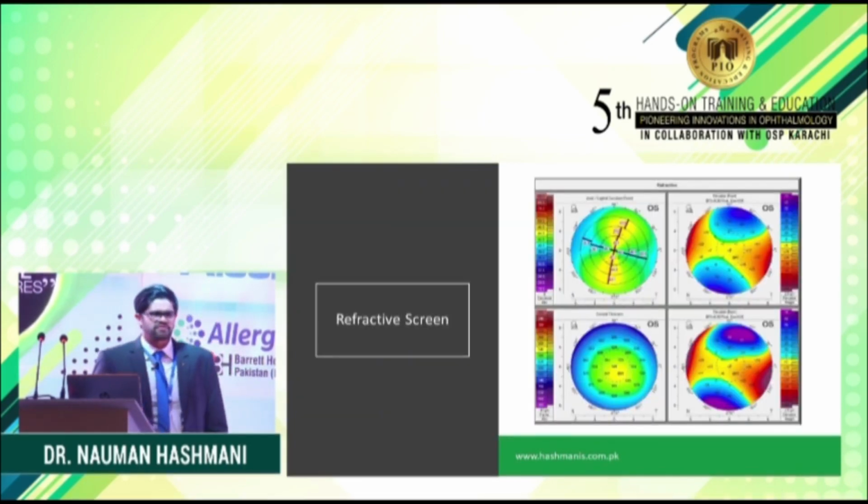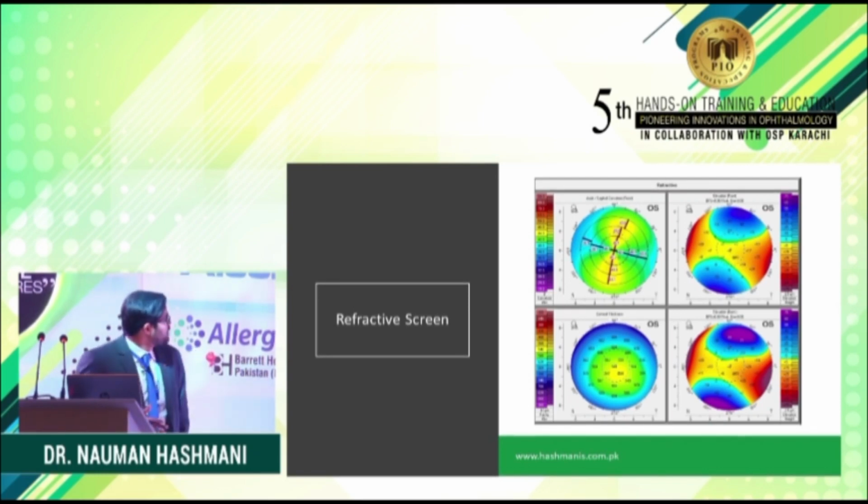So this is the basic refractive screen that you're going to look at when you're looking at the tomography report. The first is the axial curvature. Right next to it is the front elevation data. Then you have the pachymetry, the corneal thickness, and all of its presentations. And then you have the back elevations.